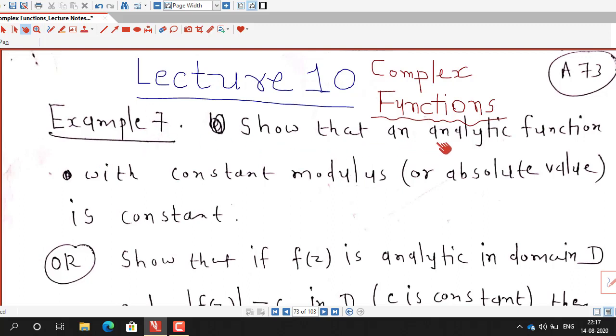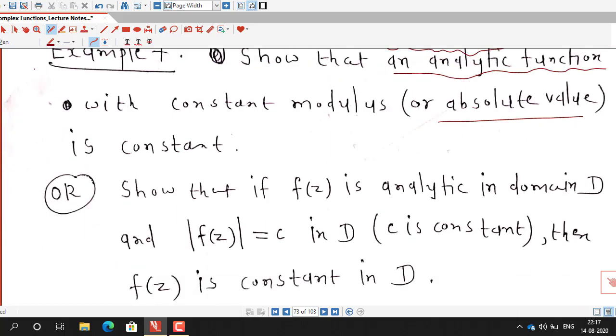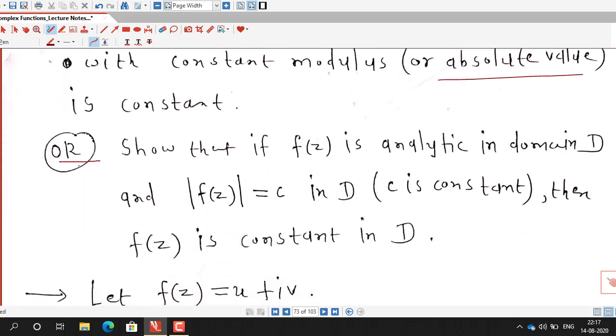Show that an analytic function with constant modulus is constant. So if we have some analytic function whose absolute value is constant in some domain D, then we have to show that that function is constant in that domain D. So this question can be asked in this way also.